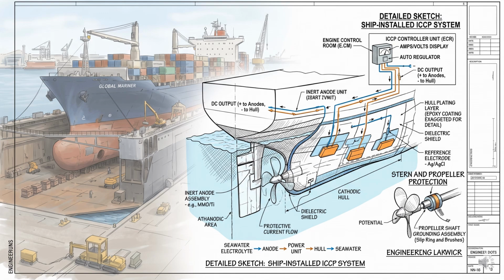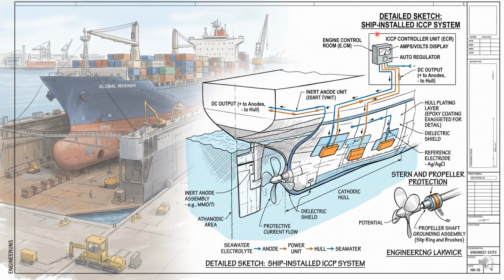In this diagram, you can see a complete descriptive diagram of an ICCP which is installed on board ship, and some additional things also, like this propeller shaft grounding assembly. This is also going to provide the slip ring and the brushes where the additional current which is generated is being grounded. So this is also one of the protections for the propeller shaft grounding assembly.